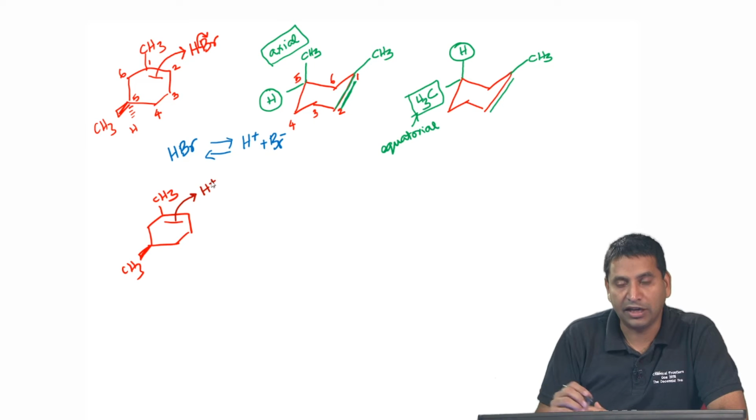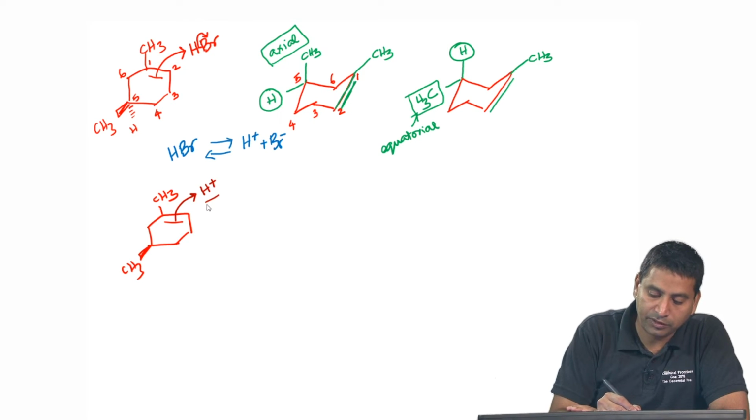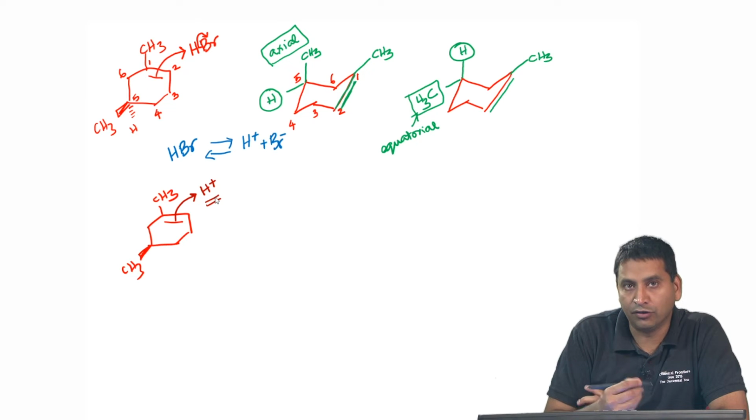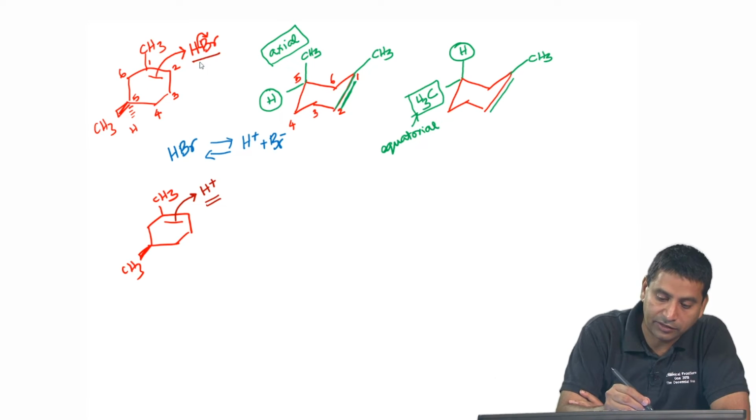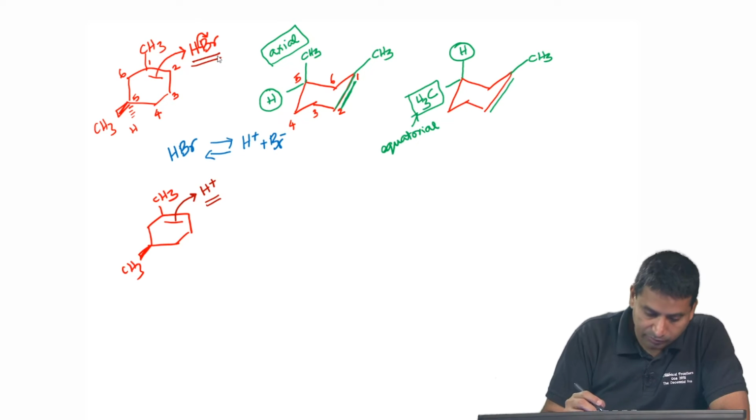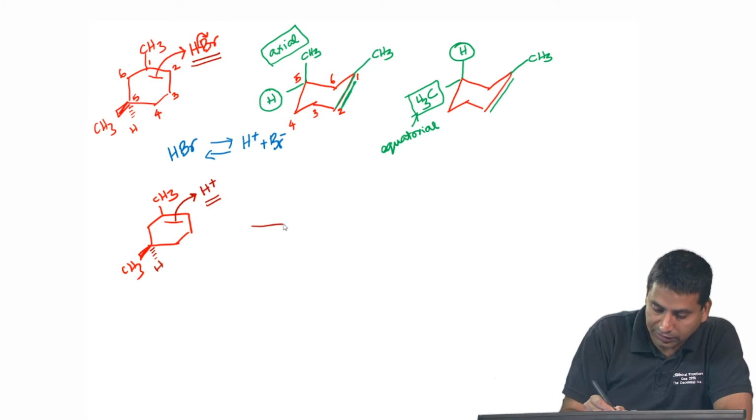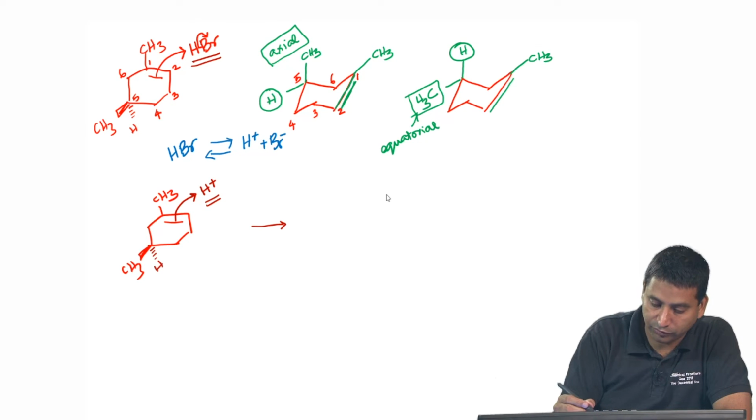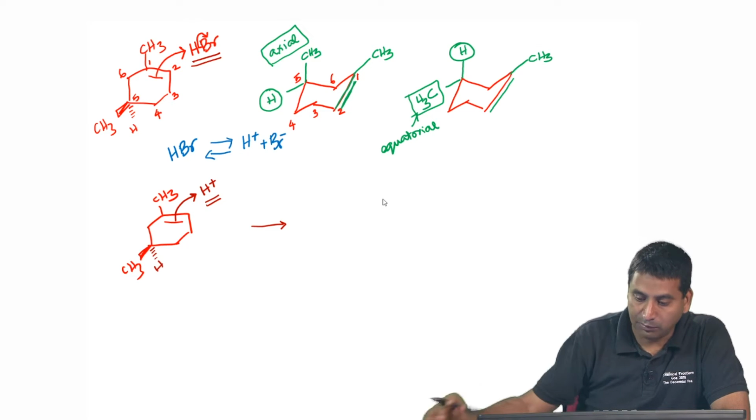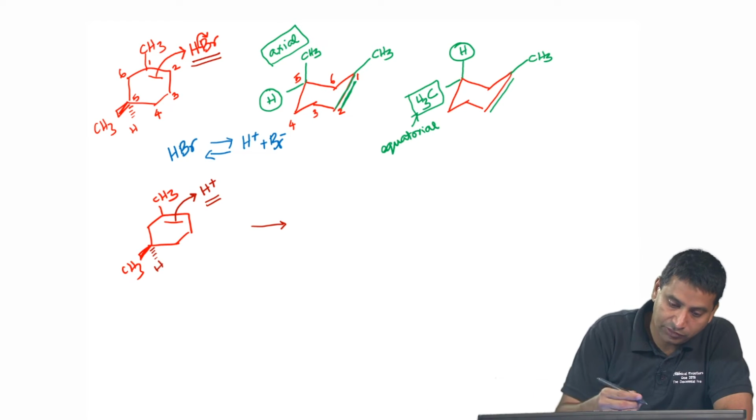Okay. If it is ionized to H plus and Br minus, then this mechanism is more likely. If it is not ionized, then this mechanism is more likely. Both of these will give you a carbocation. Now, let us draw out the carbocation and let us see what the structure of the carbocation is going to look like.